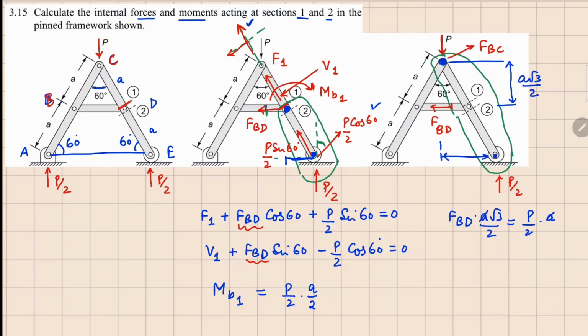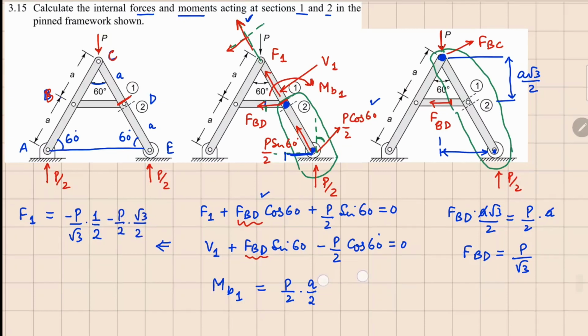So A is cancelling here, so your FBD value comes out as P divided by square root 3. So I can substitute these values in these equations. Your F1 value based on this is FBD cos 30 with a minus sign, so minus P by square root 3 times cos 60, which is half. That's the first term, and the second term is again minus P by 2 sin 60, which is square root 3 divided by 2.